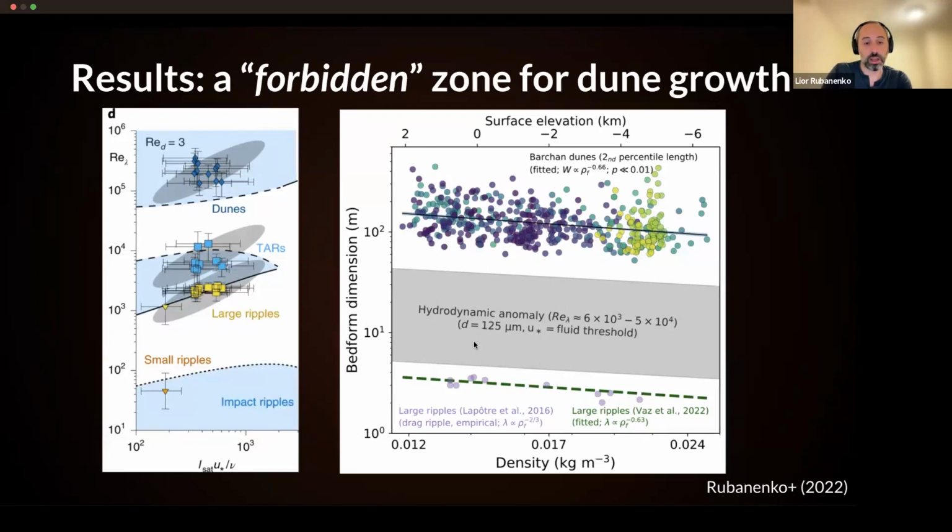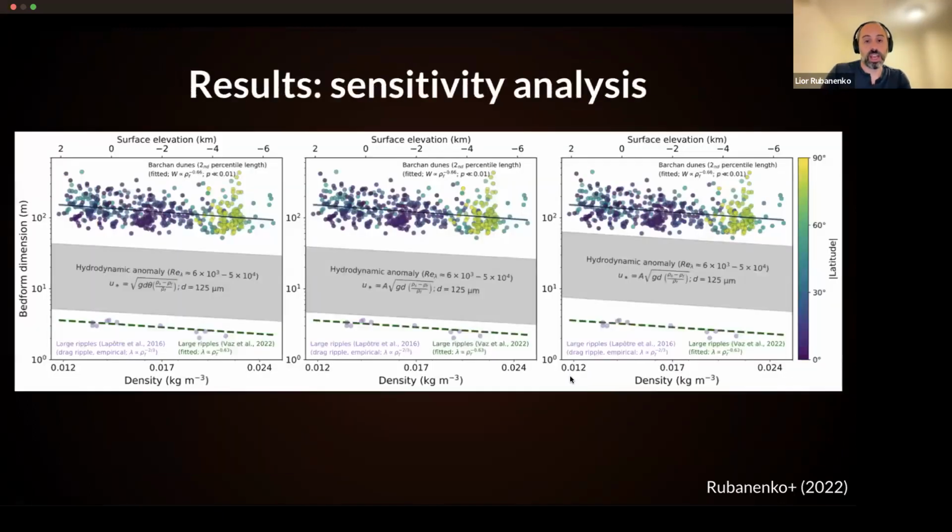And we can ask ourselves, maybe this is because we don't know the properties of the Hanratty gap, because we don't know the properties of the atmosphere.